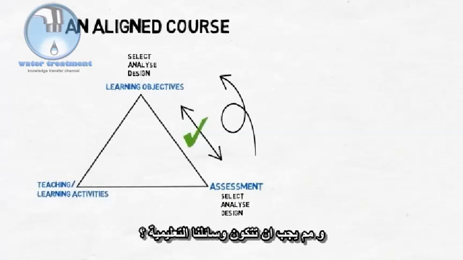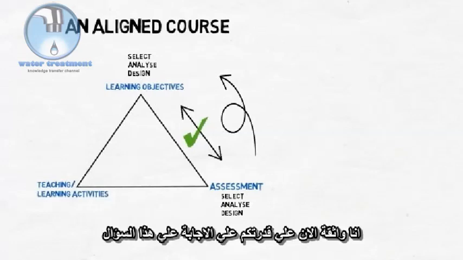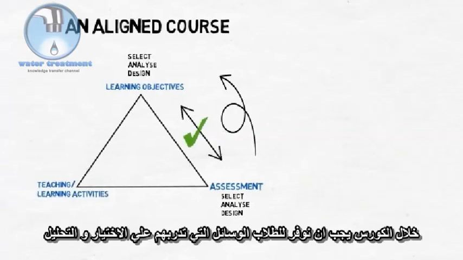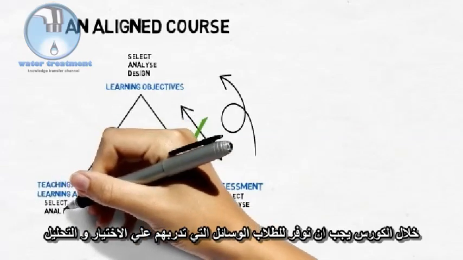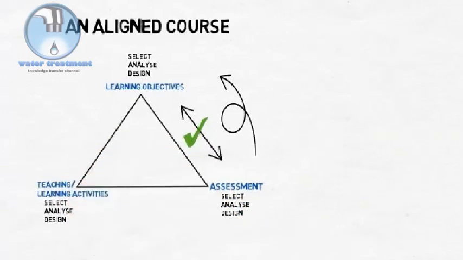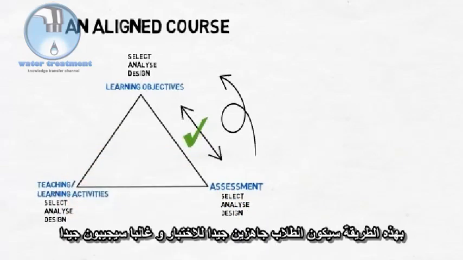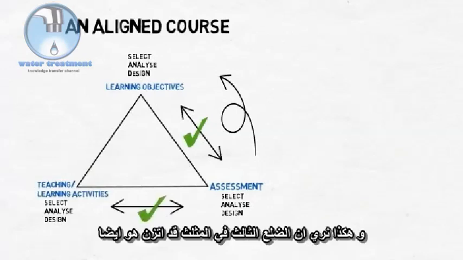And what should our teaching and learning methods consist of? Well, I'm sure that by now you can answer this question. During the course, we should offer students methods that will train them to select, analyze, and design. This way, students will be well prepared for the assessment and are likely to perform well. Now we see that the third side of the triangle is automatically aligned as well.